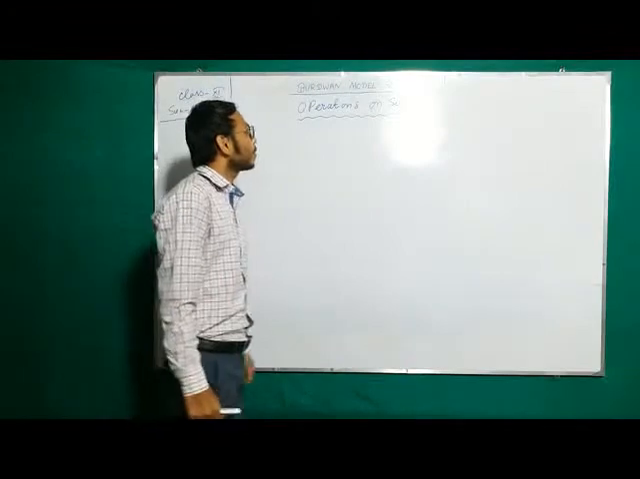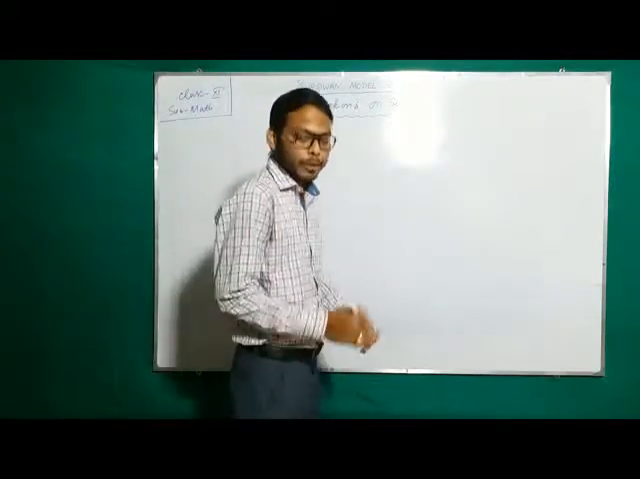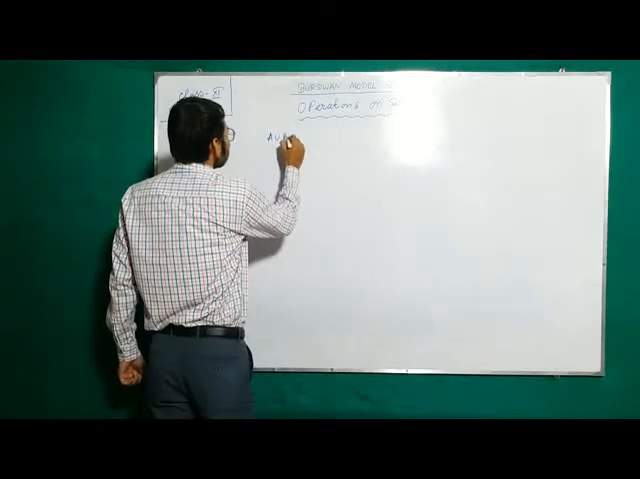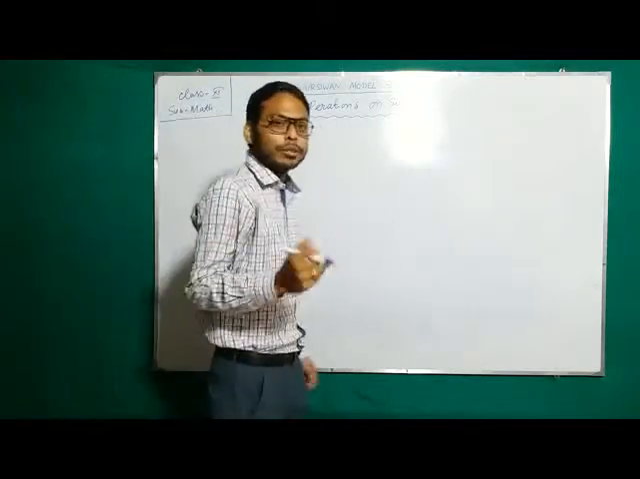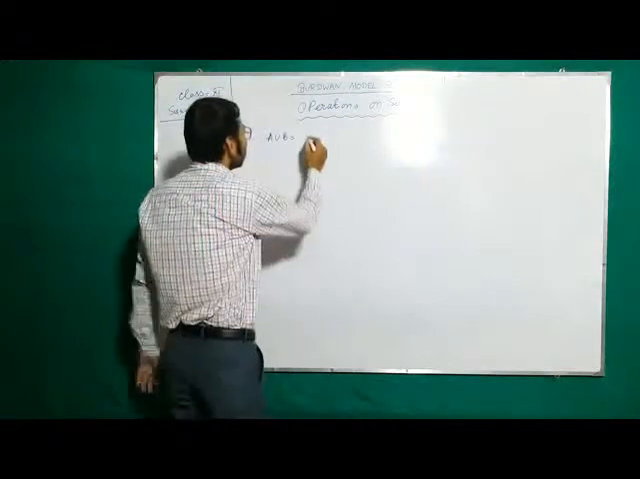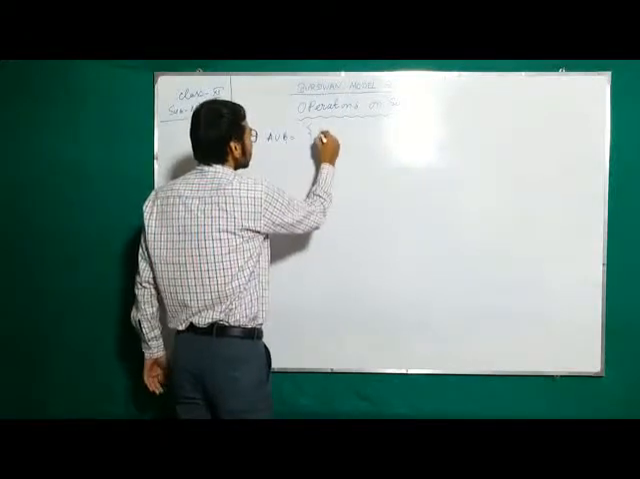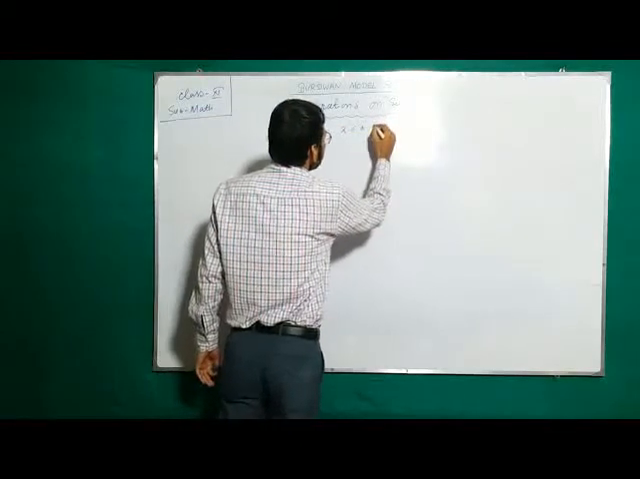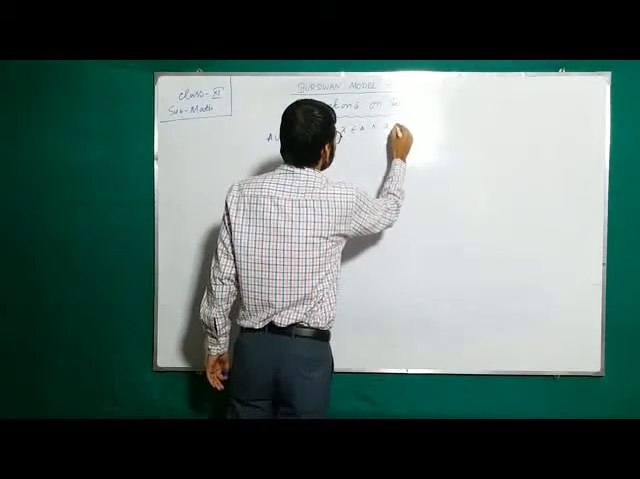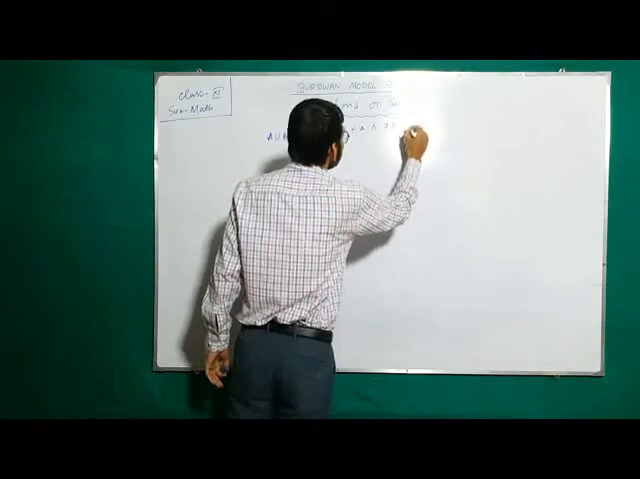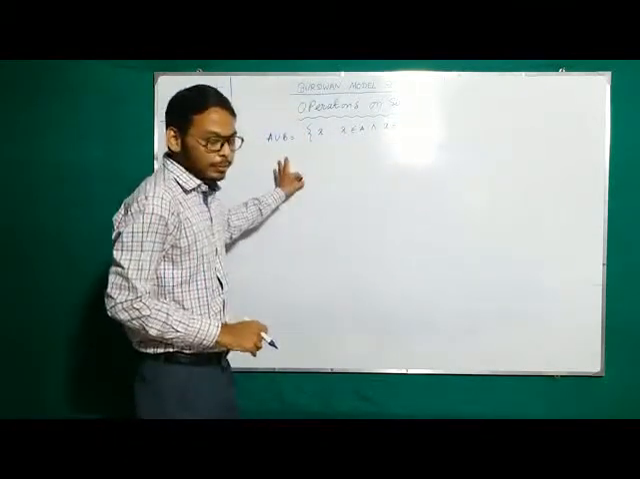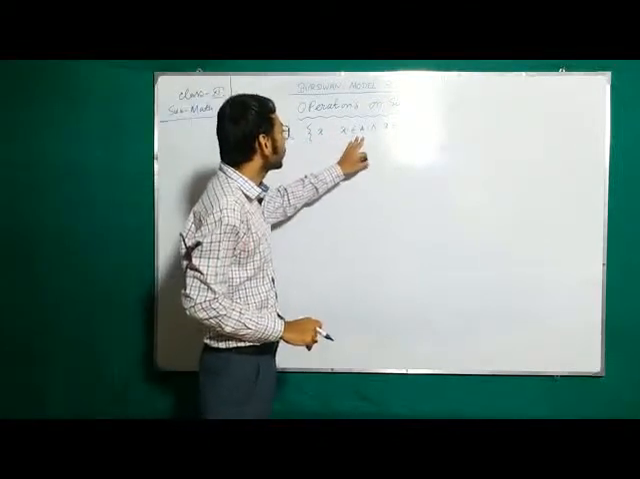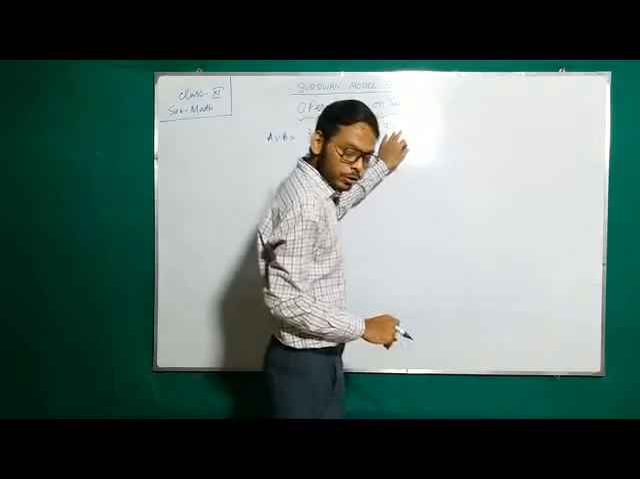Today we will discuss operations on sets. First of all, we start with A union B. You know about sets. So what is A union B? A union B contains those x such that x belongs to A or x belongs to B.